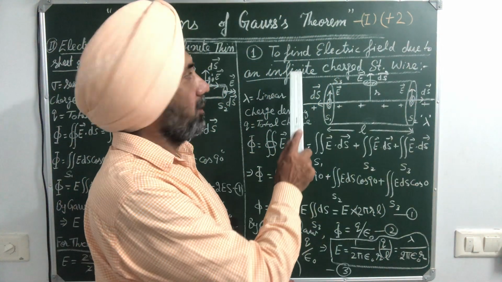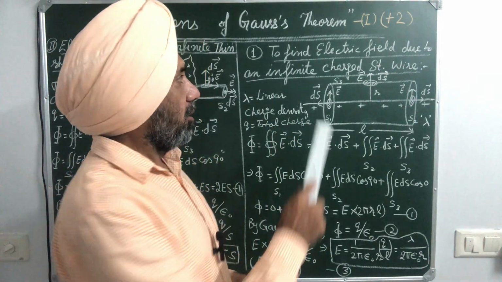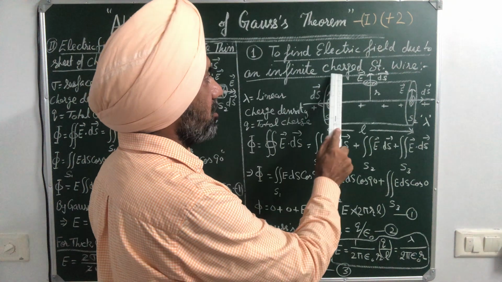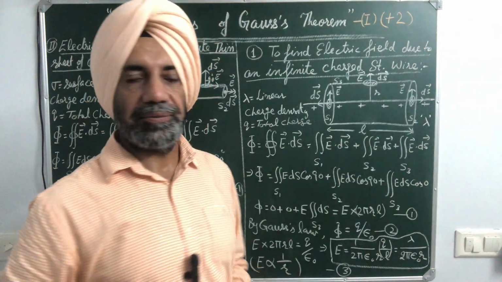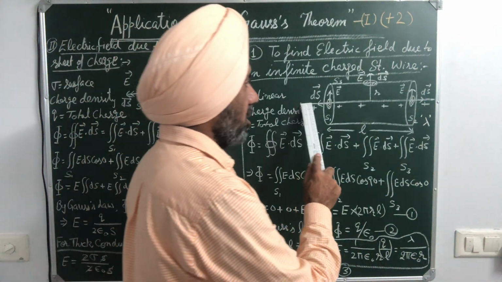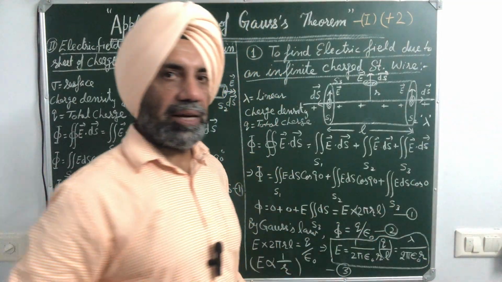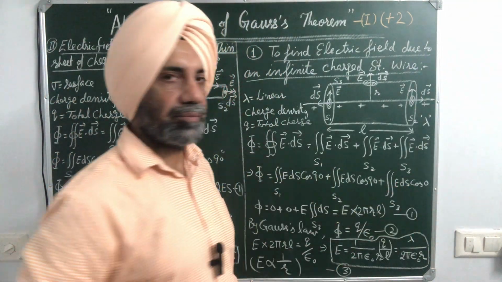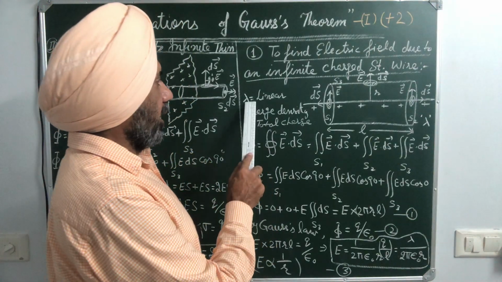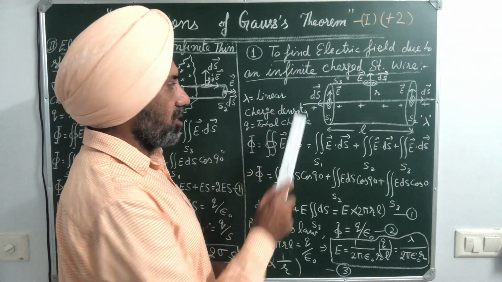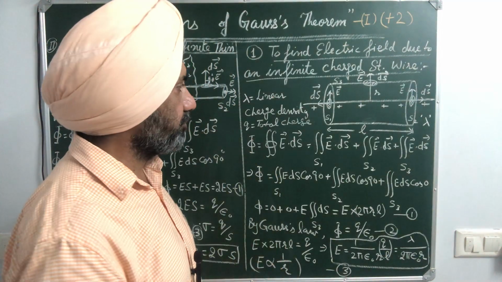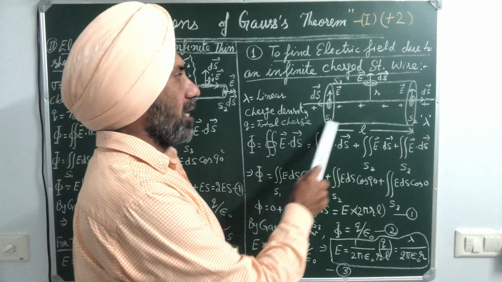So let us start with the first application: to find the electric field due to an infinite charged straight wire. Suppose we have an infinite straight wire which is positively charged. Let lambda be the linear charge density of the wire, meaning the charge per unit length of the wire, and Q is the total charge on the wire.